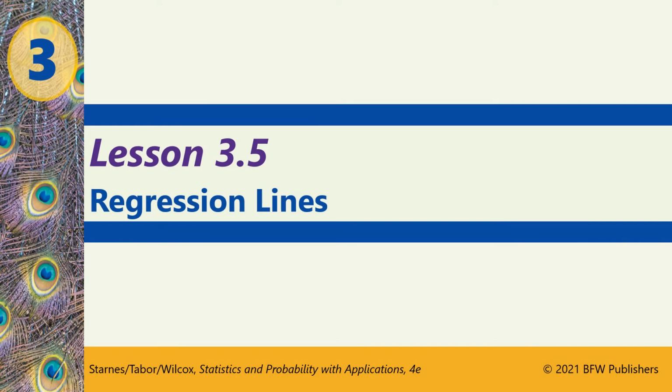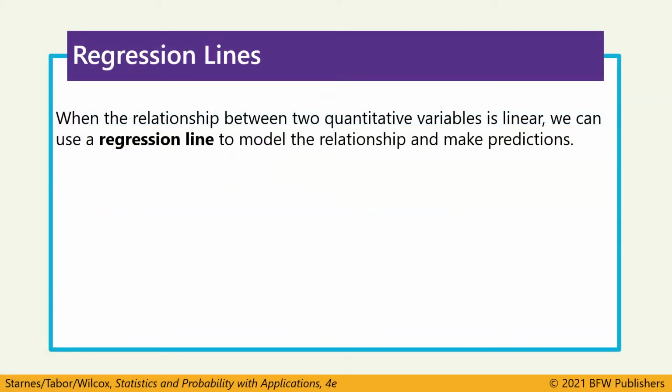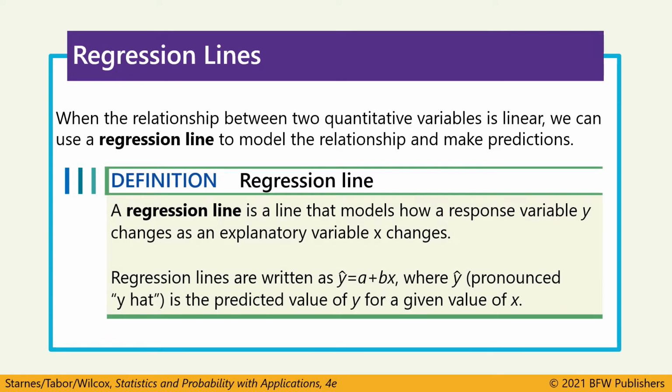Section 3.5, regression lines. When we have a scatter plot displaying a linear relationship between two quantitative variables, the goal is to make a regression line, or a line of best fit, to model the relationship and enable us to make predictions. So a regression line is predicting the response variable y as the explanatory variable x changes.